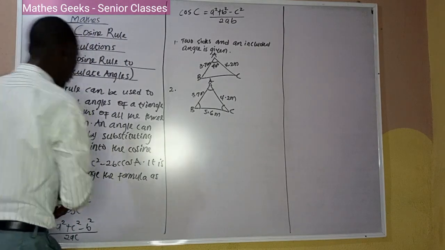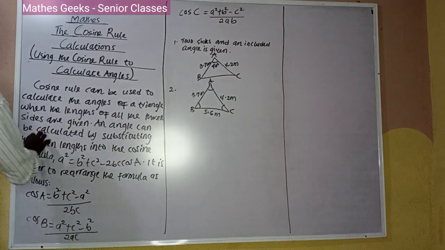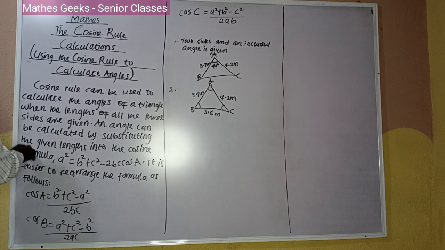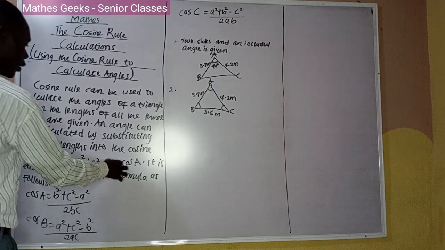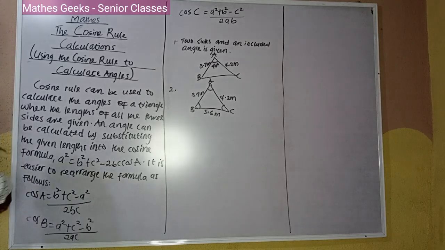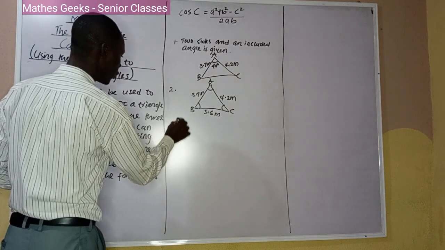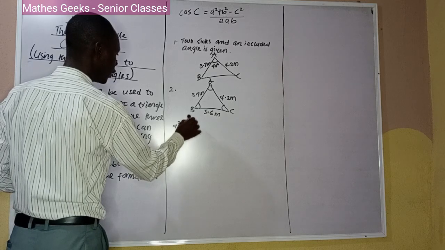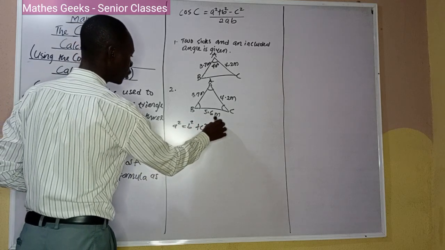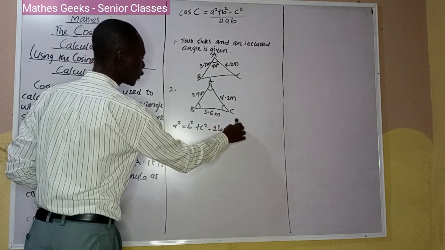Basically, an angle can be calculated by substituting the given lengths into the cosine formula: a squared is equal to b squared plus c squared minus 2bc cos A. It is easier to rearrange the formula as follows. So the cosine rule is a squared equals b squared plus c squared minus 2bc cos A.